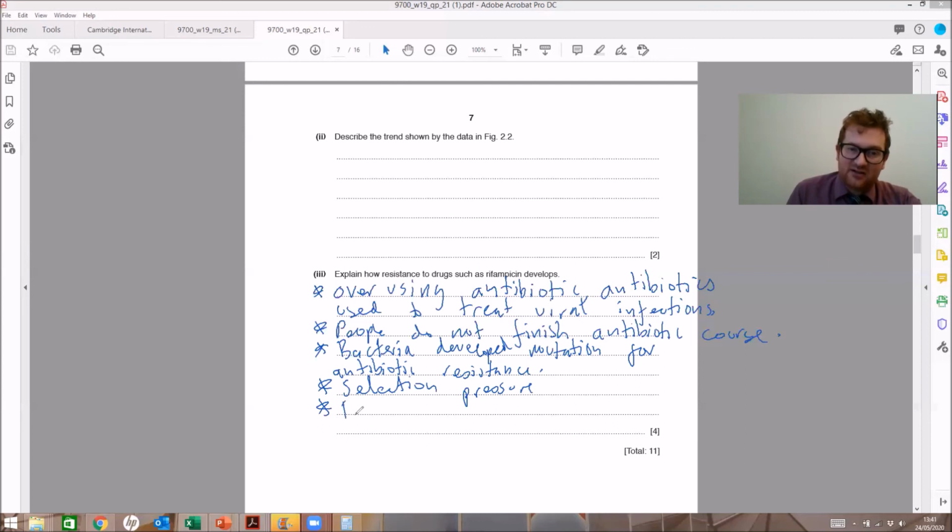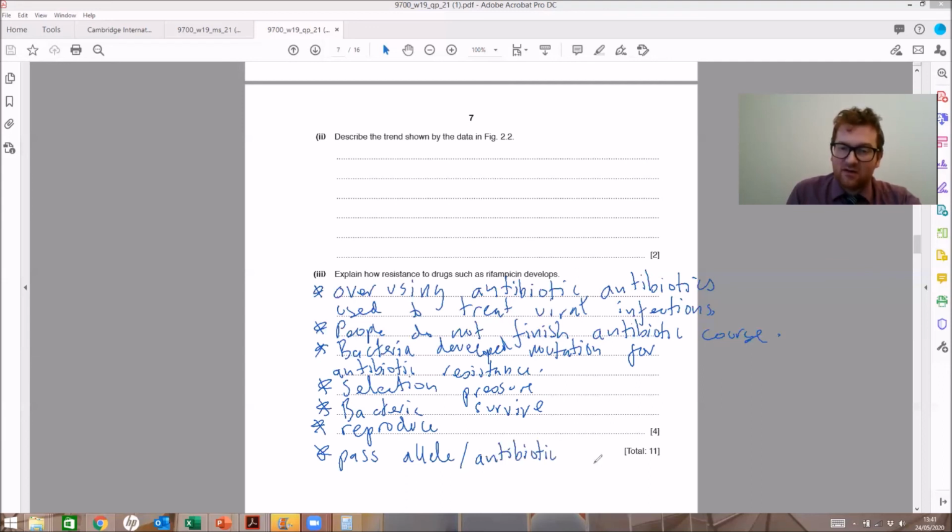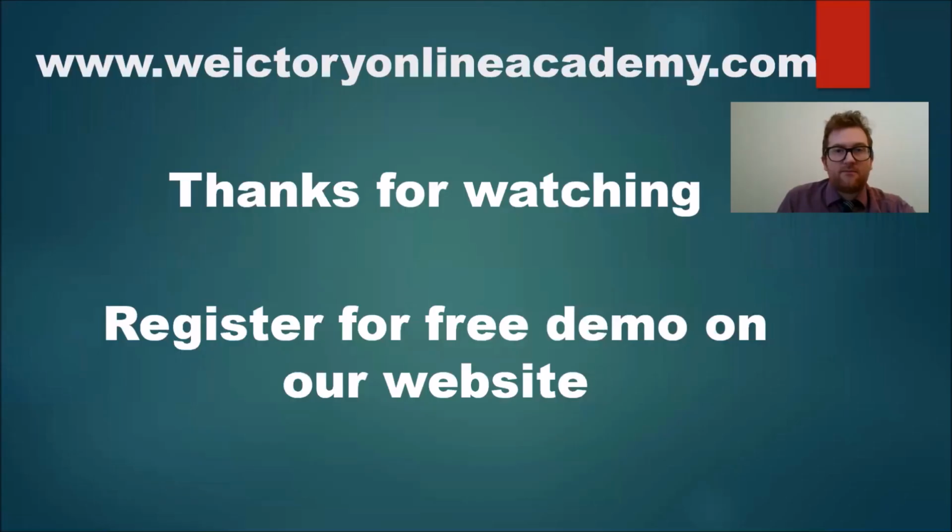that some of the bacteria survive, because they have increased fitness to survive against antibiotic treatment. As a result, they survive, they reproduce, and they pass the allele for antibiotic resistance to offspring. Therefore, all the offspring would have the allele for antibiotic resistance to the drug such as rifampicin.